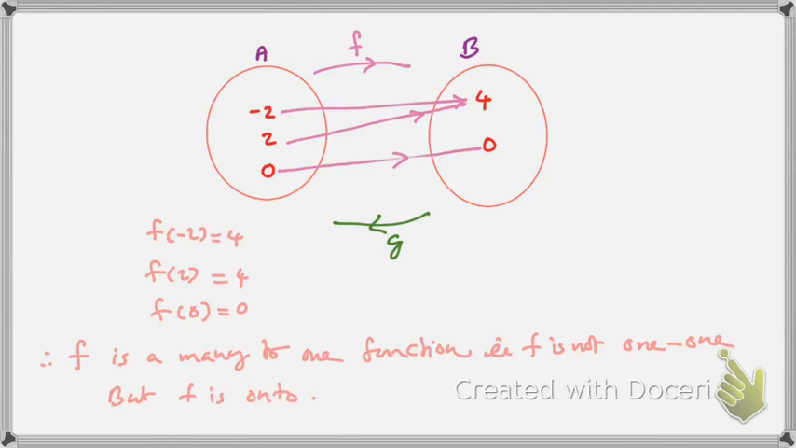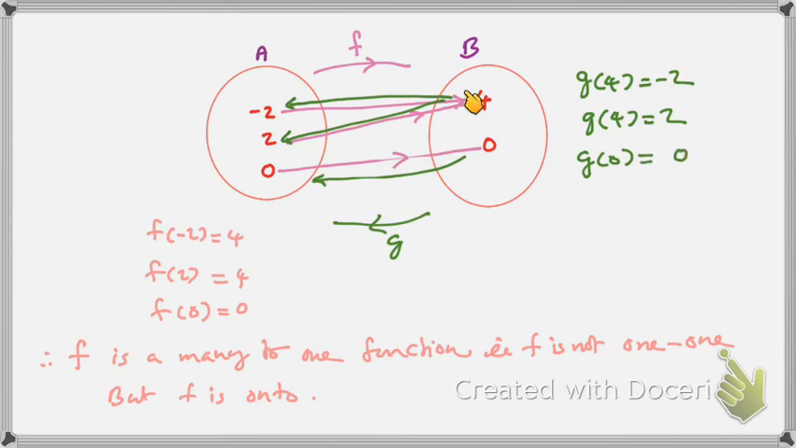Now I'm going to define a function which will undo what f has done. Like f is taking 2 to 4, so I want a function which will take 4 back to -2. So I'm going to define a function like that, which is defined from B back to A. Let's say it's called g. So g is defined from B to A such that g of 4 is equal to -2. So 4 goes back to -2, but 4 also goes back to 2. So g of 4 is -2, g of 4 is also positive 2, and then g of 0 is 0.